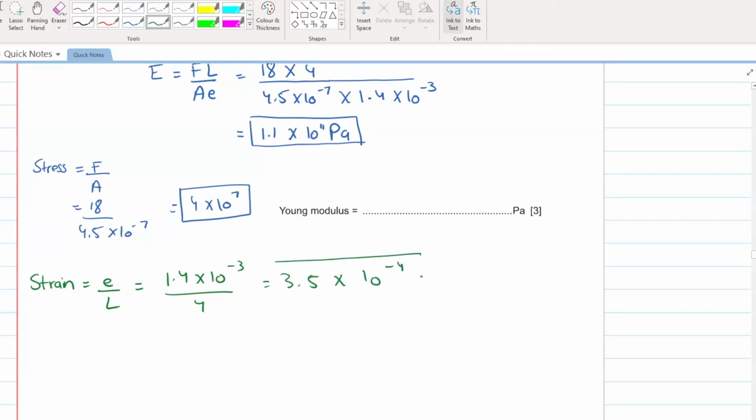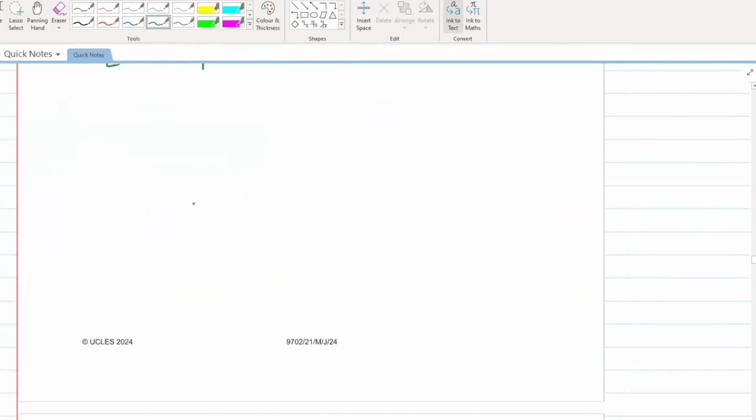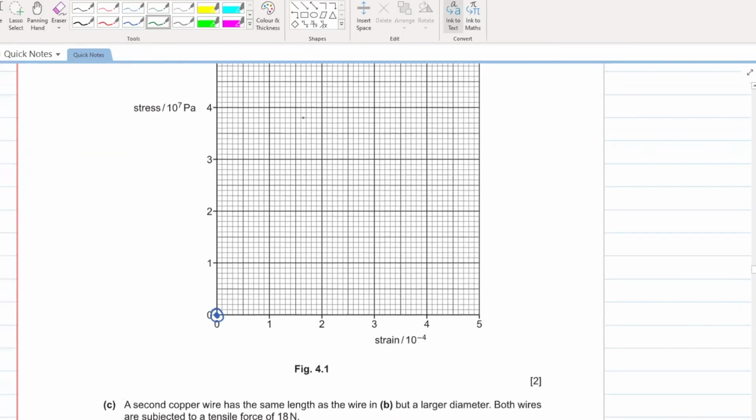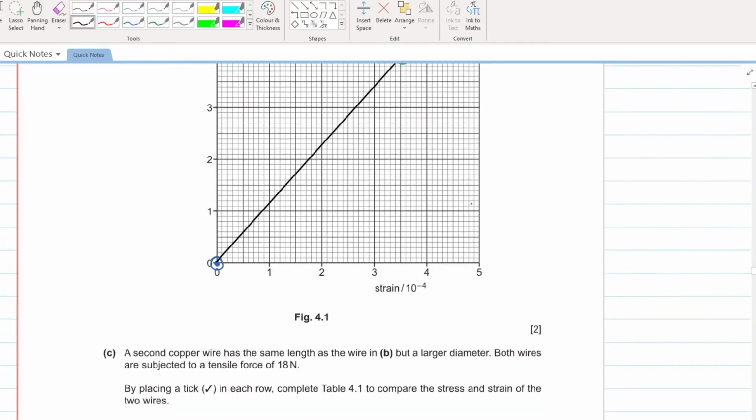So you have the strain as well, beta, and you have the stress as well. Can you plot this on the graph? For stress you took 4, for strain you took 3.5. This is your second point. Can you draw a graph between these two points? Yes, somewhat like this. This is your graph. Perfect. Let's further move ahead.